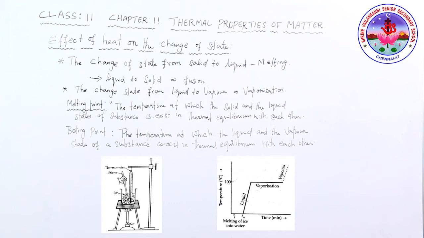Boiling point is the temperature at which the liquid and the vapor states of a substance coexist in thermal equilibrium with each other. The normal boiling point is that of the substance at standard atmospheric pressure.